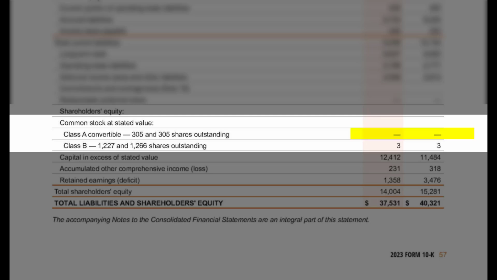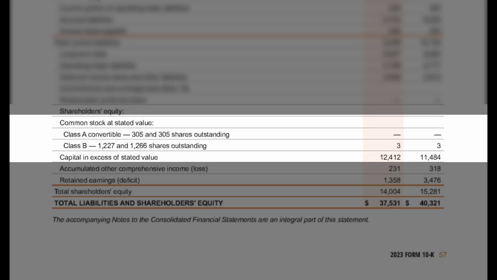The figure next to Class A convertible is 0, so no equity was provided for the Class A shares. Next we have Class B. We can see $3 million was contributed as common stock at stated value. Next, we have capital in excess of stated value. This is the amount of equity provided for the common shares above the stated value. Shareholders have contributed $12.4 billion in equity.